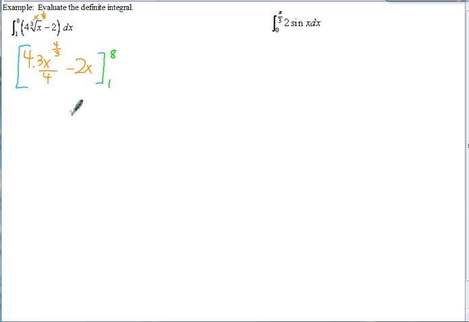Then you can see we can simplify that. The 4's reduce out. In this case, there's not really a simple constant you can pull out on the outside, so you don't always have one you can pull on the outside. I'm just going to switch this back into radical form from rational exponent form to make it easier to evaluate. So that's 3 times the cube root of x to the 4th, which is the same as x to the 4/3, and then minus 2x.